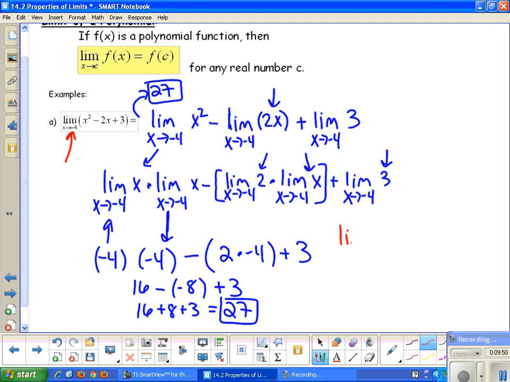So in this case, I could have just done the limit as x approaches -4, and I could have plugged in, so x squared minus 2x plus 3, all I had to do really was plug in -4 for x. So this would be -4 squared minus 2 times -4 plus 3, and I get 27. So that's what the whole property is saying, that instead of having to do what I just did in the blue, you can just go ahead and plug the number in if it's defined for that value.